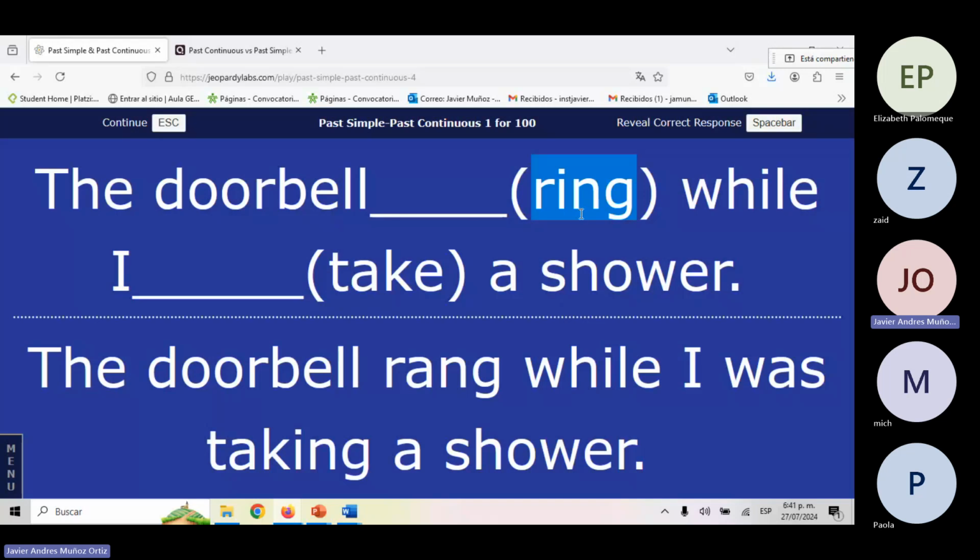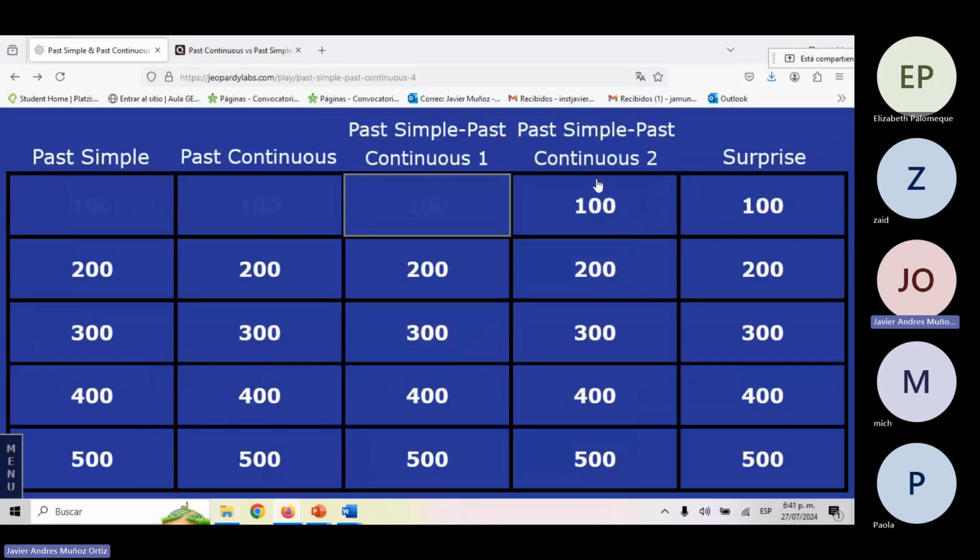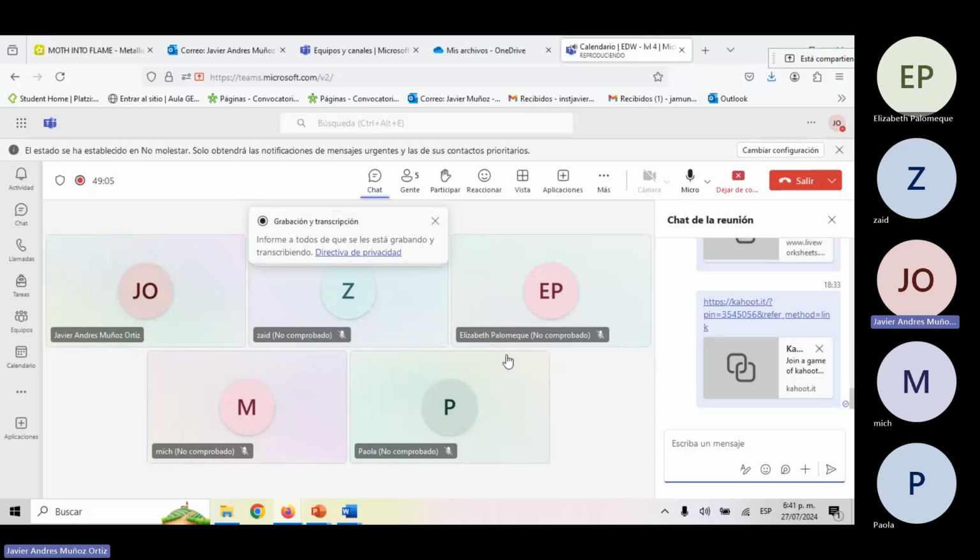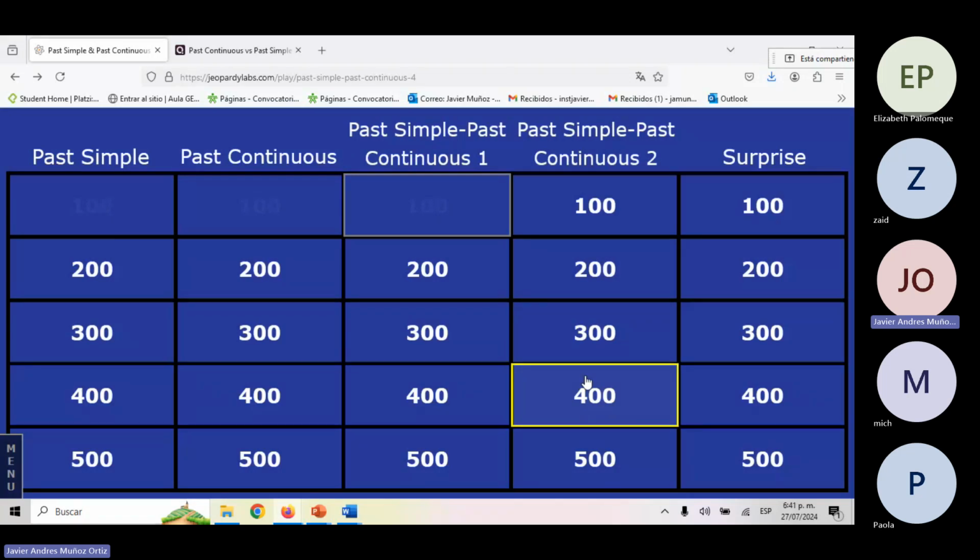So you need to know how past simple tense works and how past progressive tense works. The same is going to happen here. And surprise, the same. You're going to find a question with simple past tense or a question with past progressive tense. Okay, so you have to be careful in deciding which one you want. So let's go with Elizabeth first, then Michelle, then Paola, and then again Elizabeth, Michelle, and Paola. So Elizabeth, let's begin with you.